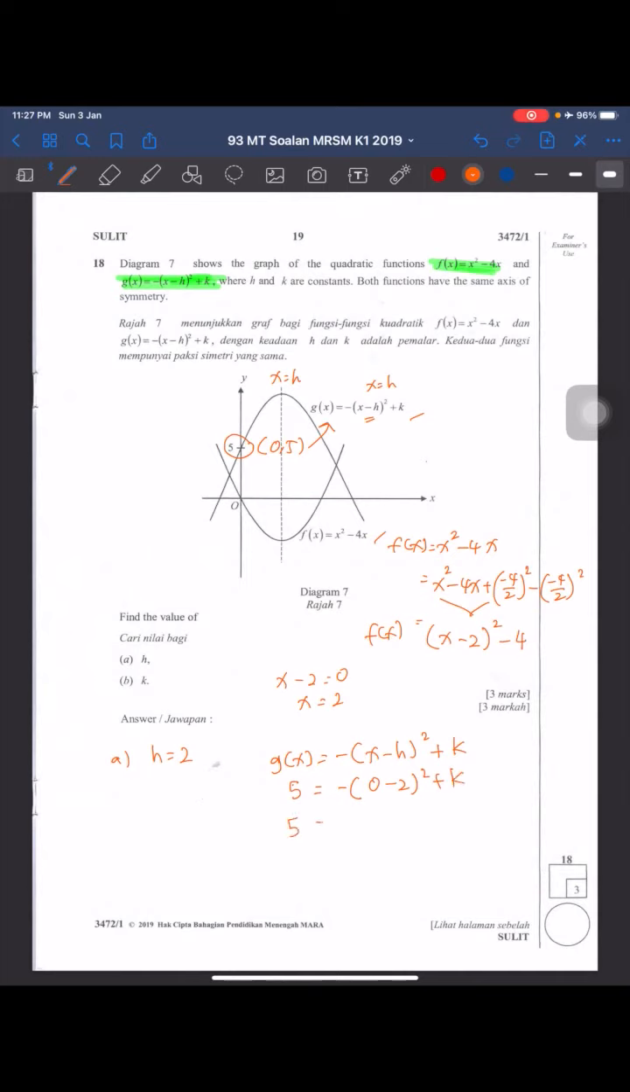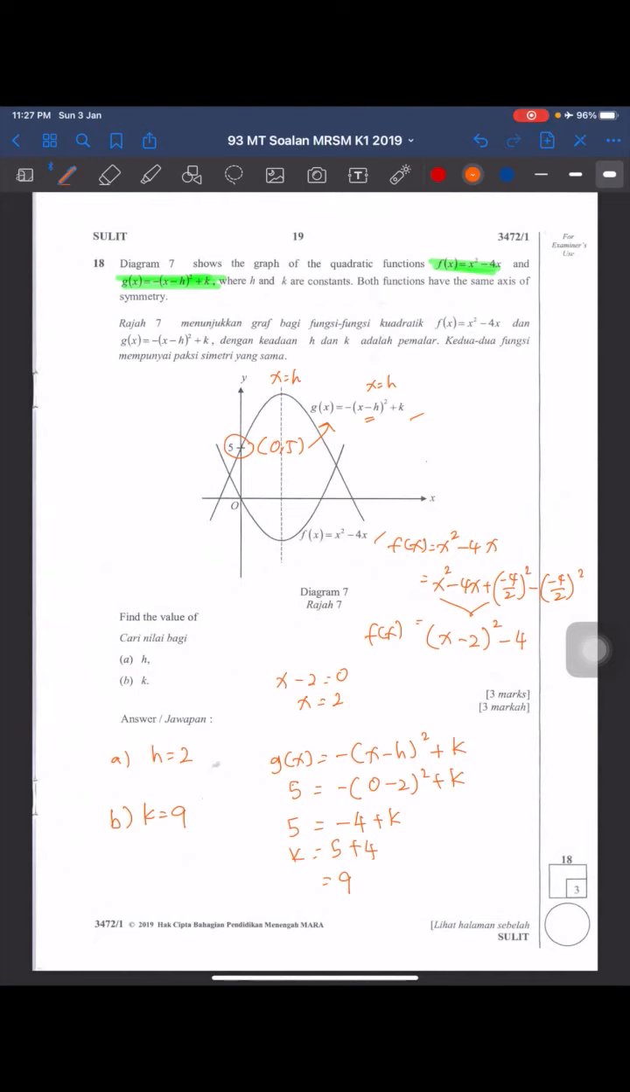So 5. Okay, 0 minus 2 is negative 2. Square is 4, jumpa balik negatif, so negative 4 plus k. So k is equals to 5 plus 4 equals to 9. k is equals to 9.